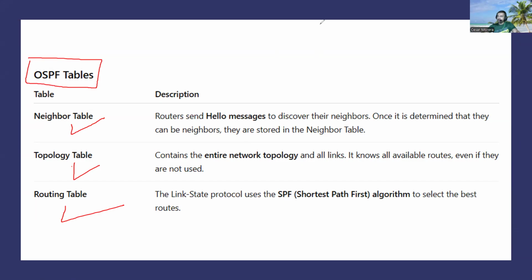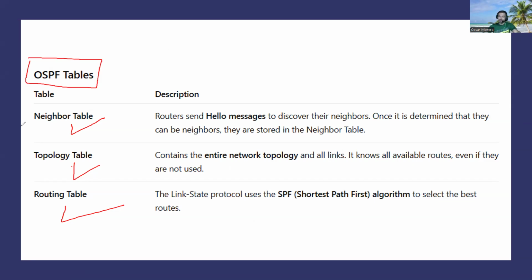Okay, what else do we have here? Topology table. It contains the entire network topology and all links. It knows all available routes, even if they are not used. And finally, the link state protocol uses the SPF, shortest path first algorithm, to select the best routes.